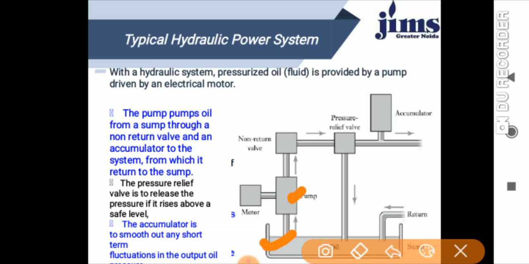So the pump pumps the oil from the sump through a non-returning valve. This is the non-returning valve. Through the non-returning valve and an accumulator to the system, from which it is returned to the sump.